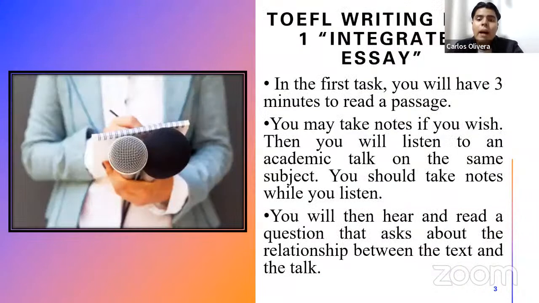So, as I say, your task in this case is to summarize, okay? To summarize both materials. You don't have to do anything else. To summarize both materials and to make sure that everything that is relevant is included in your summary, okay?